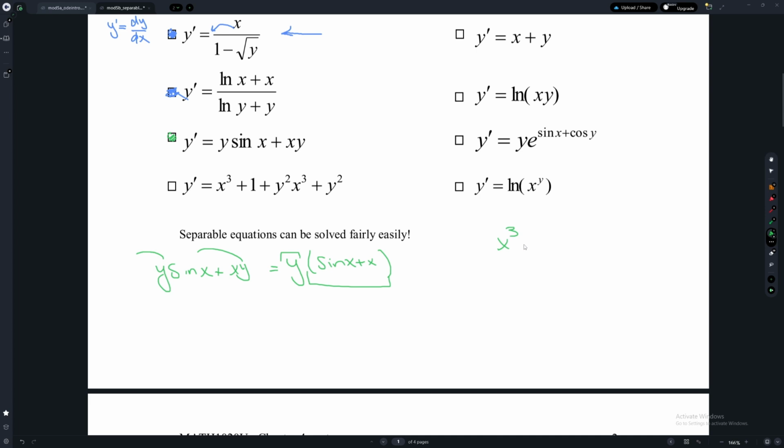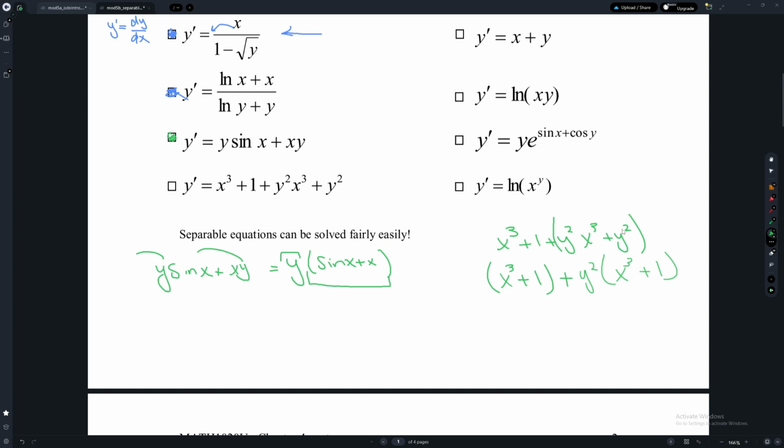So we have x cubed plus 1 plus y squared x cubed plus y squared. I'm pretty sure for this one in specific, there are multiple ways to do it. If you look at this, you can pull out your y squared. The other way is you can rearrange it and pull out an x cubed, I believe. We'll go with this method because it looks easier. So we have x cubed plus 1, that's 1, plus I'm going to pull out my y squared, and I get x cubed plus 1.